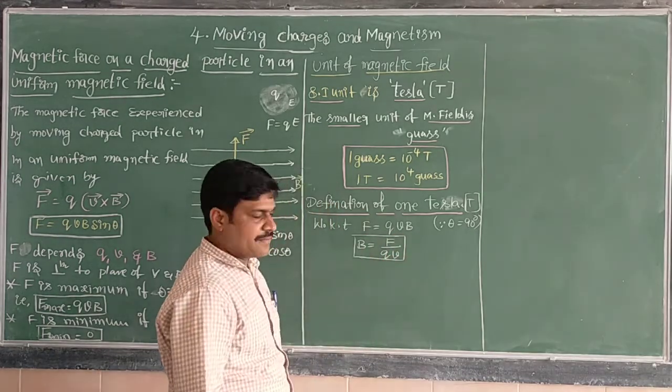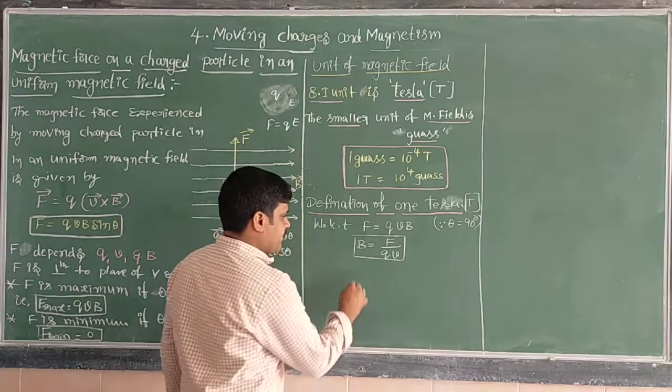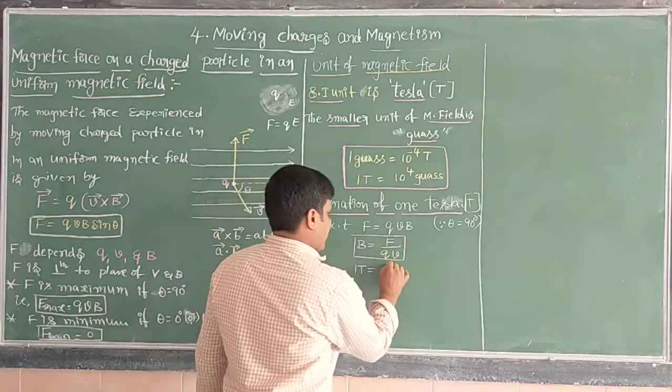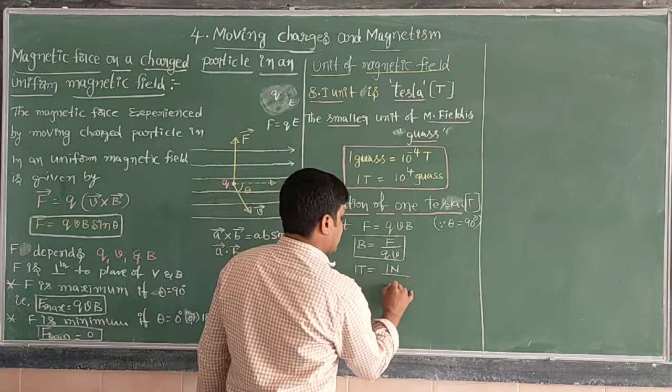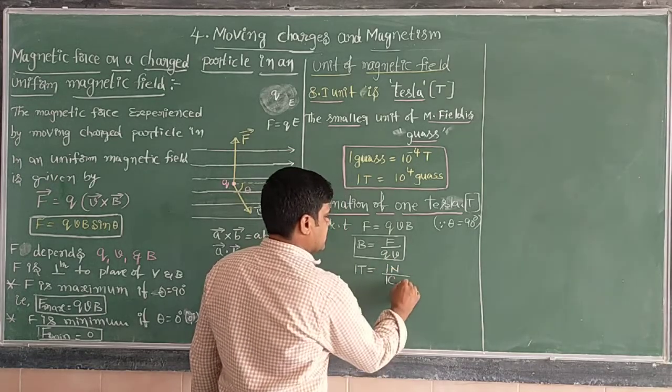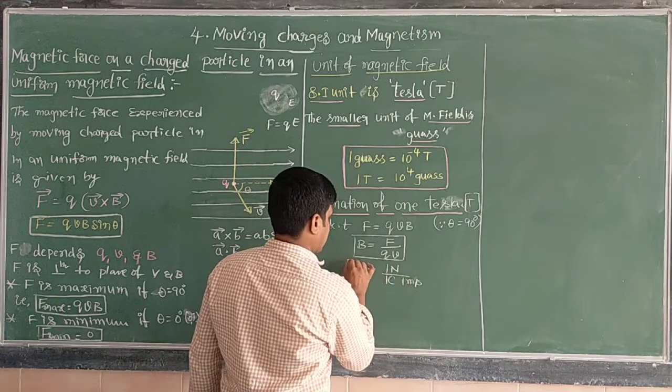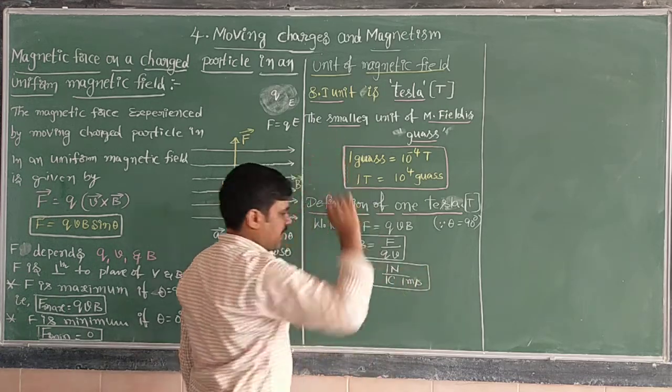Now, for the magnetic field to become 1 Tesla, the force must be 1 Newton, the charge must be 1 Coulomb, and the speed must be 1 meter per second. In that case, it is positive.